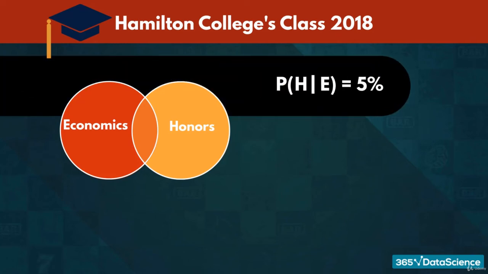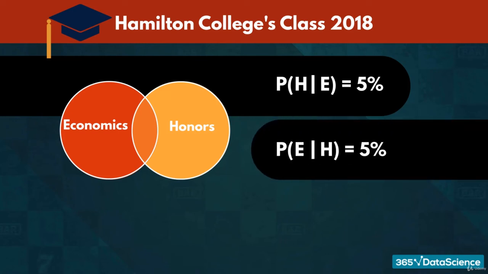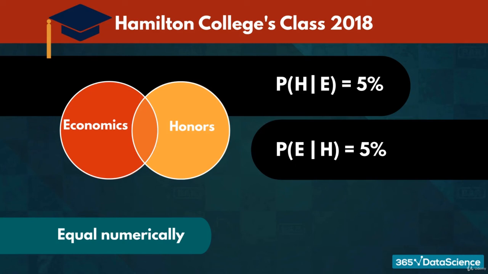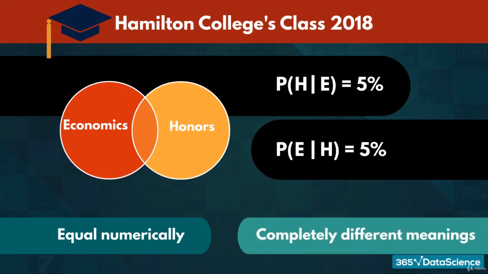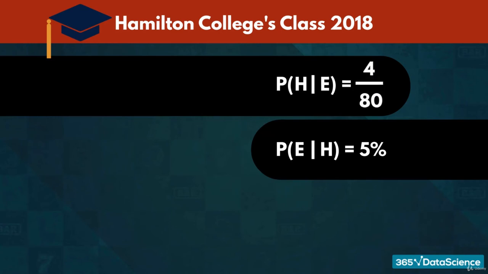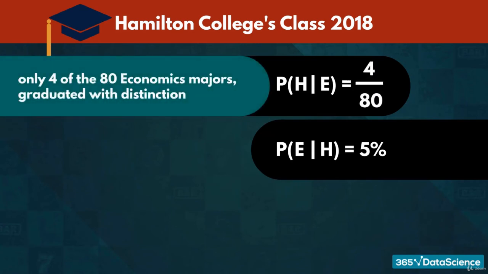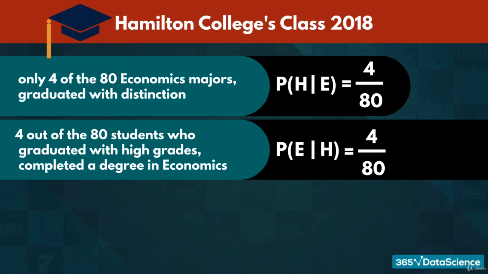5% of the students who got a degree in economics graduated with honors. At the same time, 5% of all students who graduated with honors completed a concentration in economics. These two statements might have the same conditional probability, but they hold completely different meanings. In particular, the first one suggests that only 4 of the 80 economics majors graduated with distinction. The second one suggests that 4 out of the 80 students who graduated with high grades completed a degree in economics.